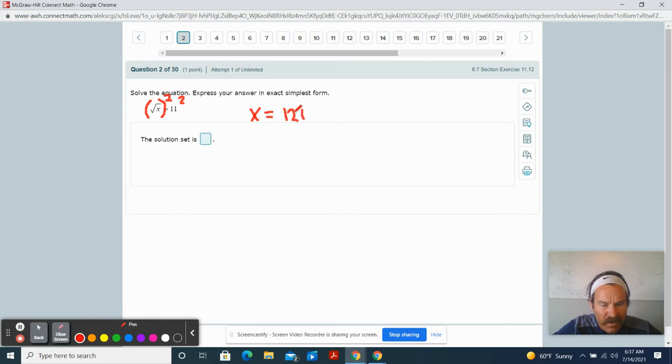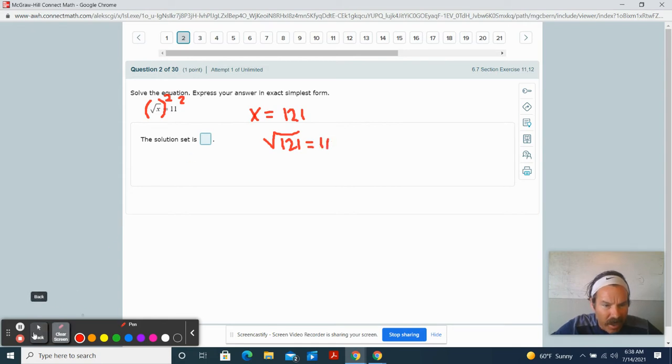Now, one thing that we have to do, and it doesn't seem like it's really necessary in this problem, is plug our number back in to make sure it is a true solution. If I put 121 back in for x, the square root of 121 is in fact 11. So it actually works.